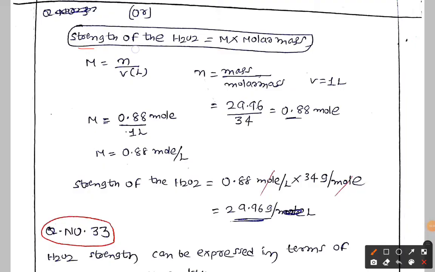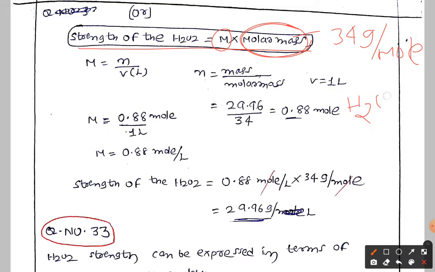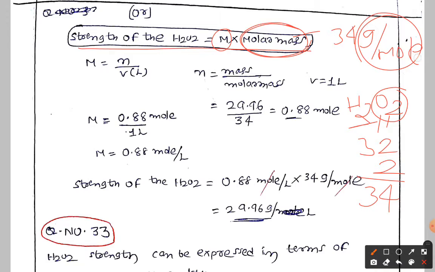Here the formula for the strength of solution is molarity into molar mass. The molar mass of hydrogen peroxide, as you know very well, is 34 grams per mole. How? We already came to know how to calculate the molar mass. Hydrogen peroxide is H2O2. O2 molar mass is 32. Two hydrogens, 1 each, is 2. So total is 34. Here we already discussed the units: gram per mole. So the molar mass of hydrogen peroxide is 34 gram per mole.